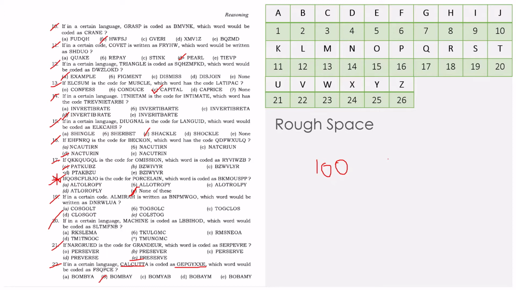So that's not the answer. Every time that may not be the answer. For the safe side, you have to solve. By solving, you'll get the answer as A.